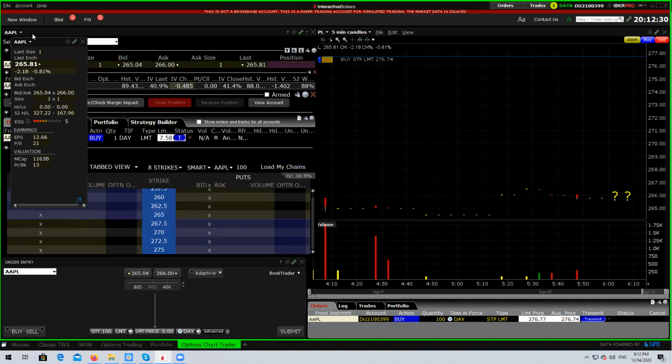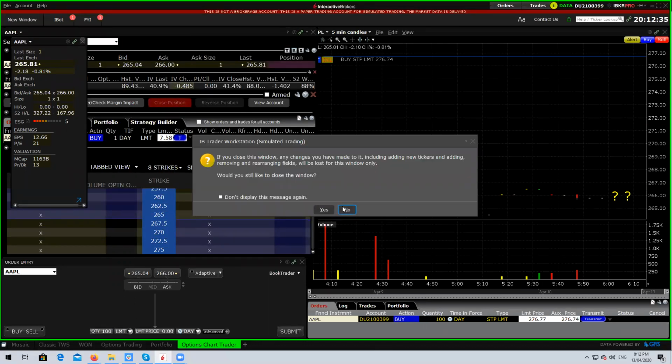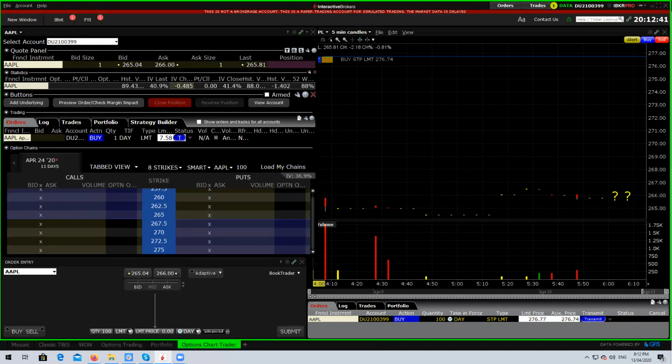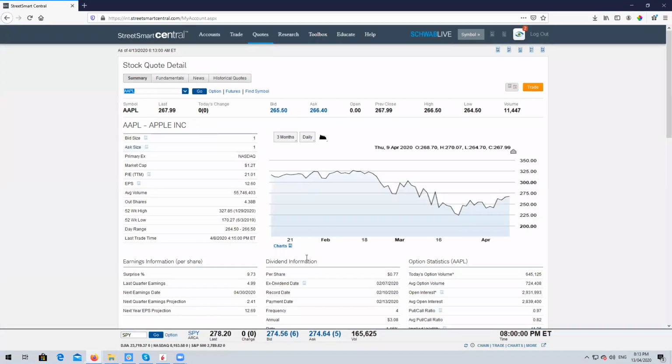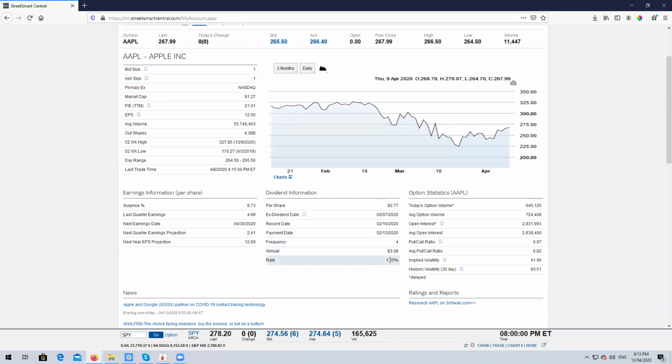You would look up their dividend data. I'm not sure if they show it on Interactive Brokers, but they definitely show it on Yahoo Finance. So their dividend data for Apple, I think, is about 1%. I'll just double check this. Quote details, Apple, AAPL. So I'll just drag this across to here. So their dividend information here, their rate is 1.15%.